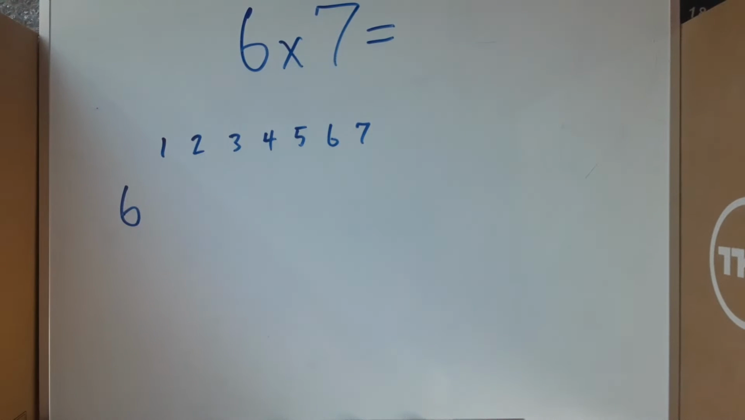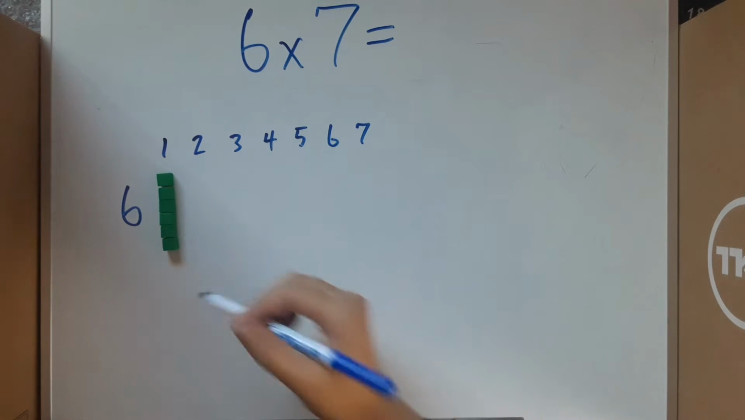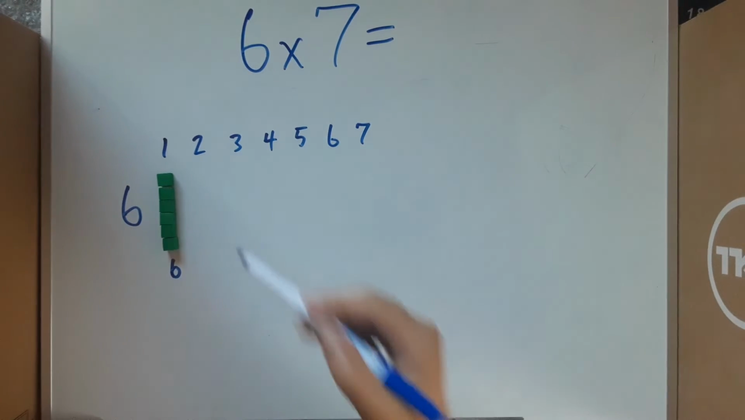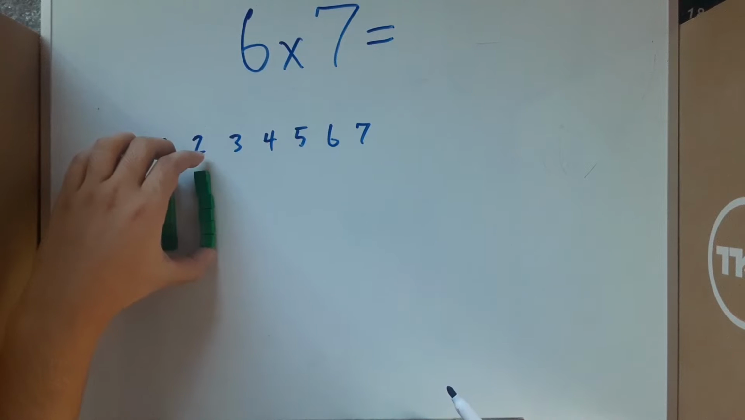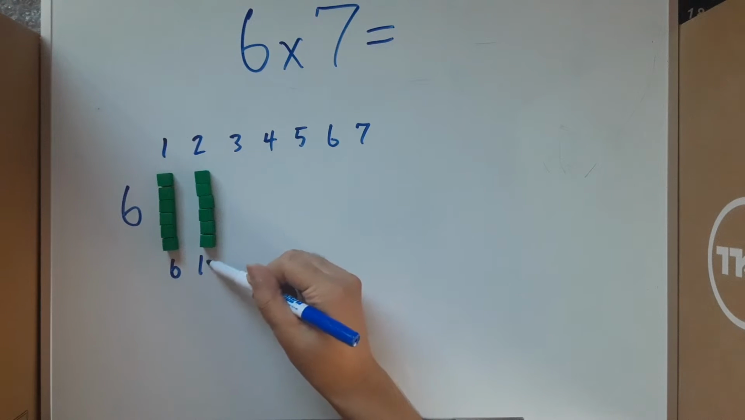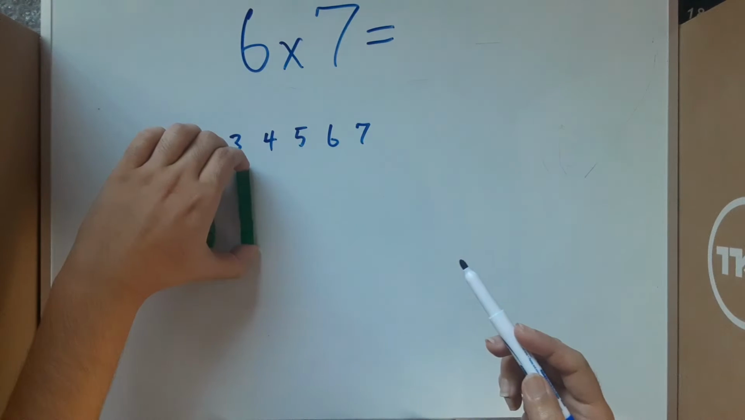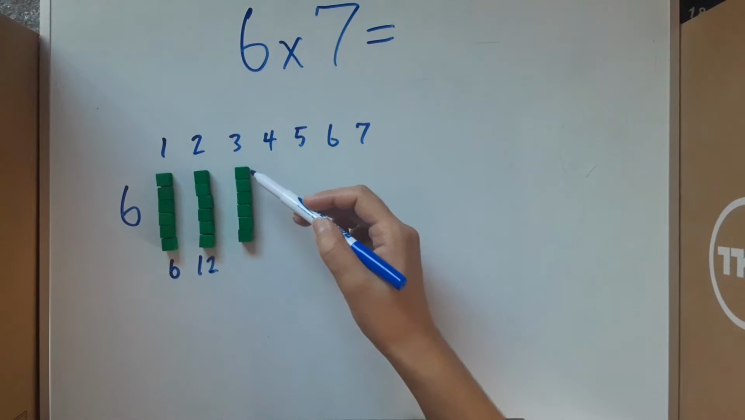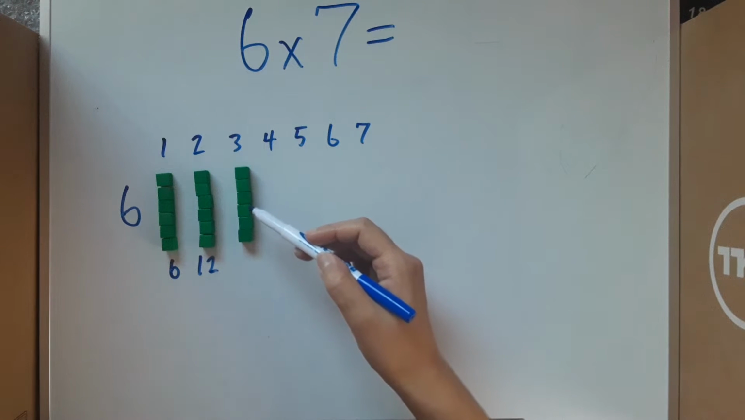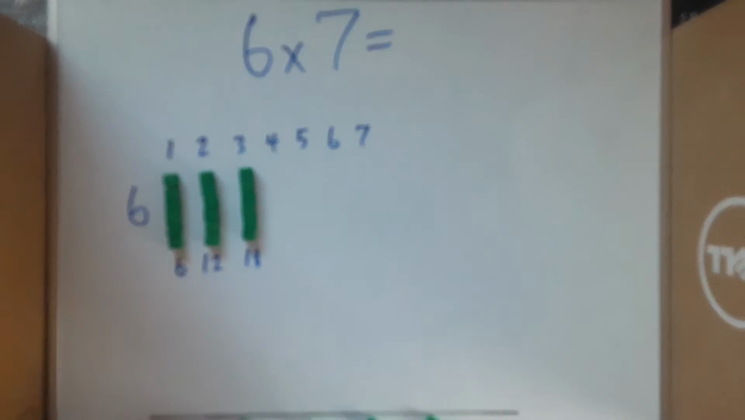So, our first set has 6. Our second set has another 6. 6 plus 6 is 12. 12 plus another 6. 13, 14, 15, 16, 17, 18, plus another 6.